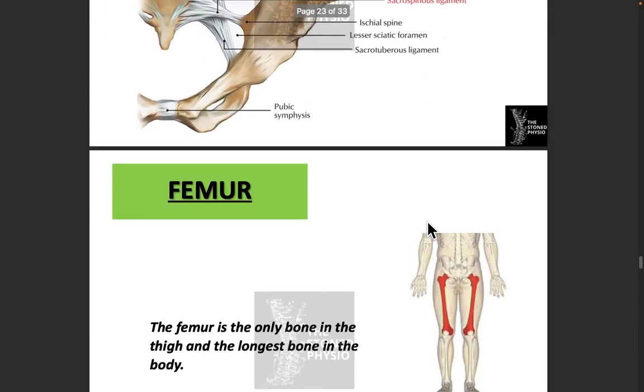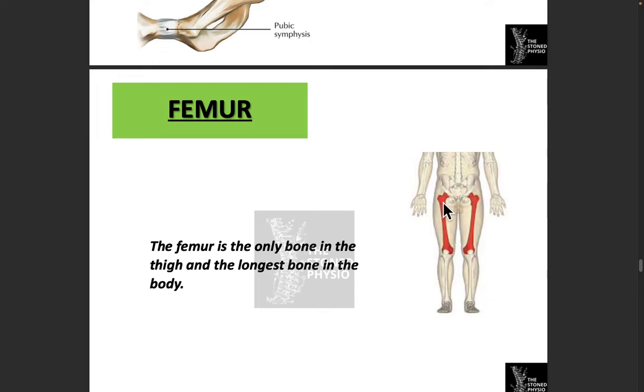Here we can see it is even more oblique than what they have shown here. It is even more oblique than this. It means that the distal condyles are even more medial to the head of femur.